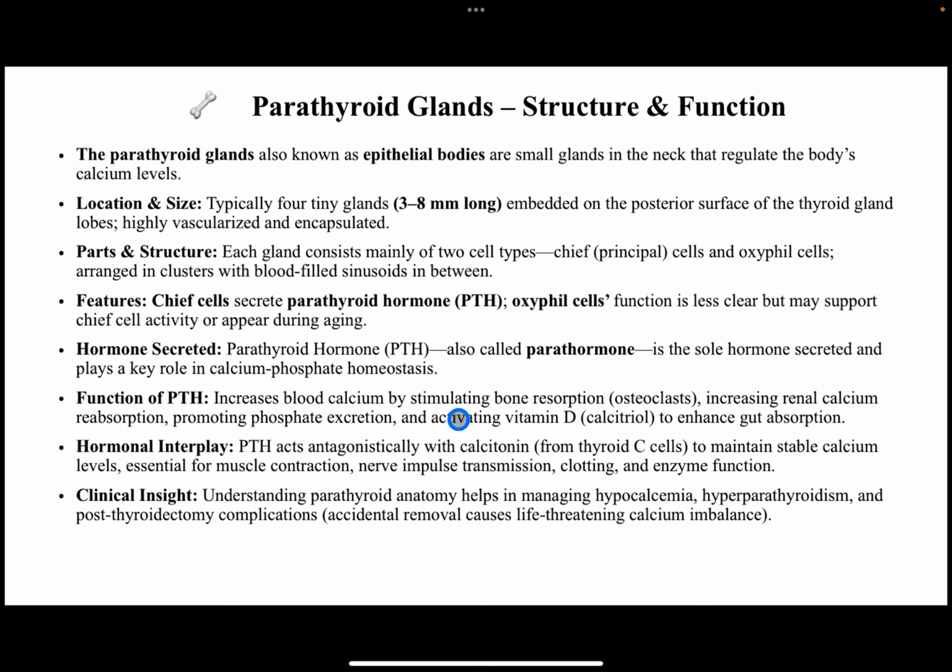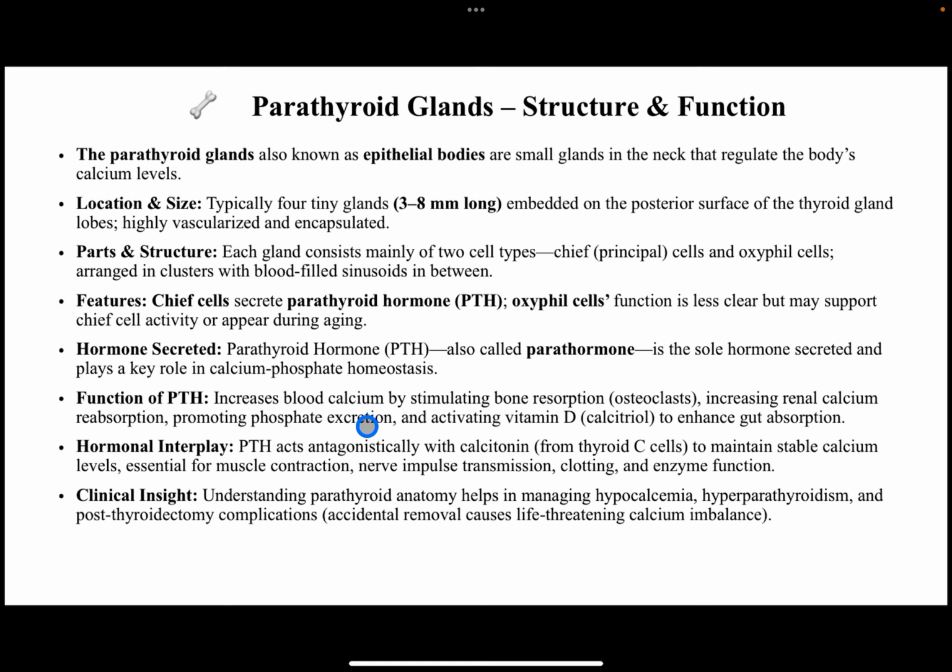How is it able to do that? It does this by stimulating bone resorption, that is osteoclast activity, and also increasing renal calcium reabsorption. Apart from that, this hormone also promotes phosphate excretion.